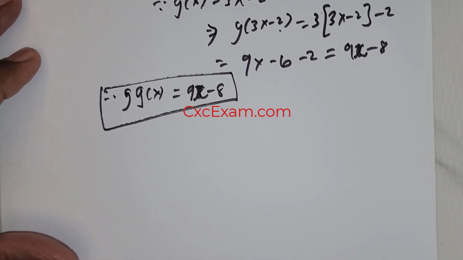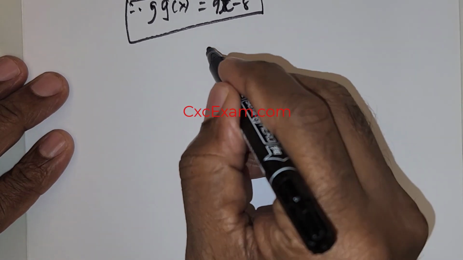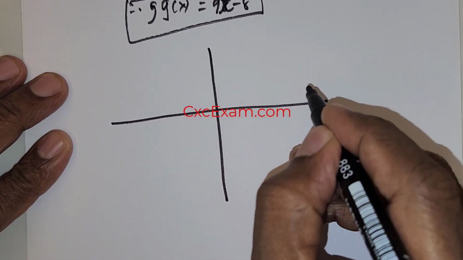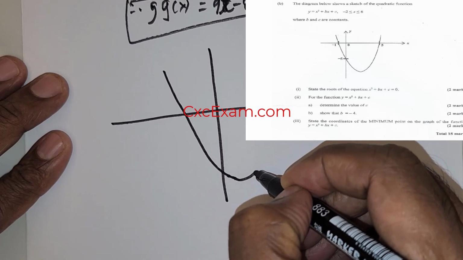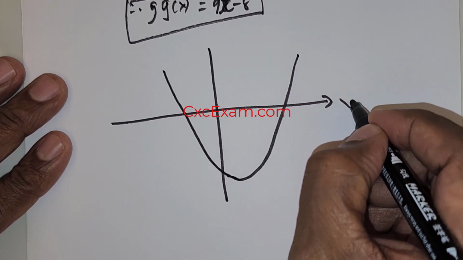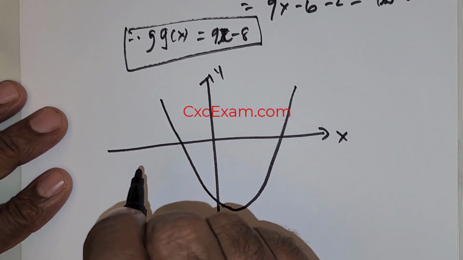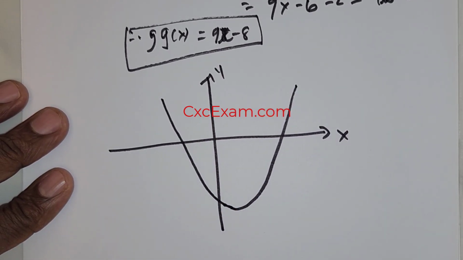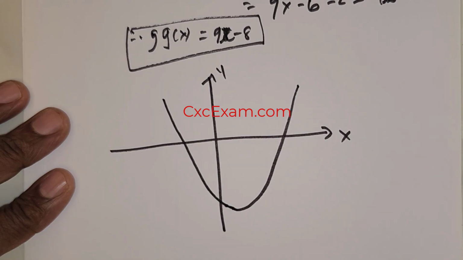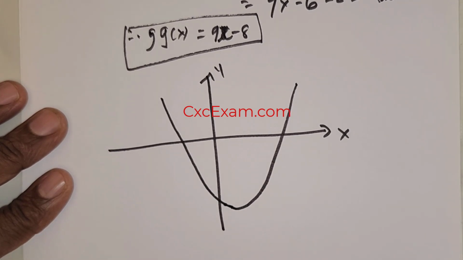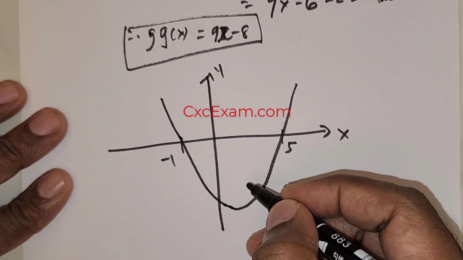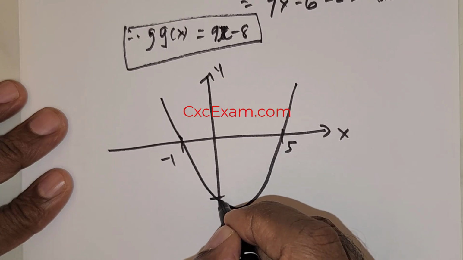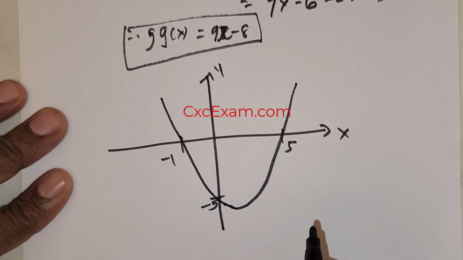Now let's do the next question. Now we are given a parabola. The parabola cuts the y-axis and then rises up. So this is the x-axis and y-axis. Let me place the points. This is -1 and 5, and this point is -5.